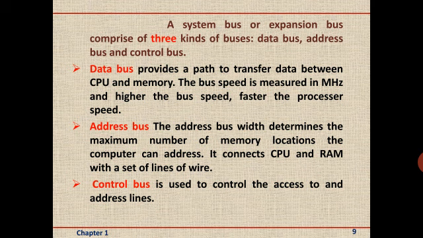Second bus is address bus, which connects CPU and RAM with a set of wires. The address bus width determines maximum number of memory locations the computer can have. Third one is control bus. It is used to control the access to and the use of data and the address lines.